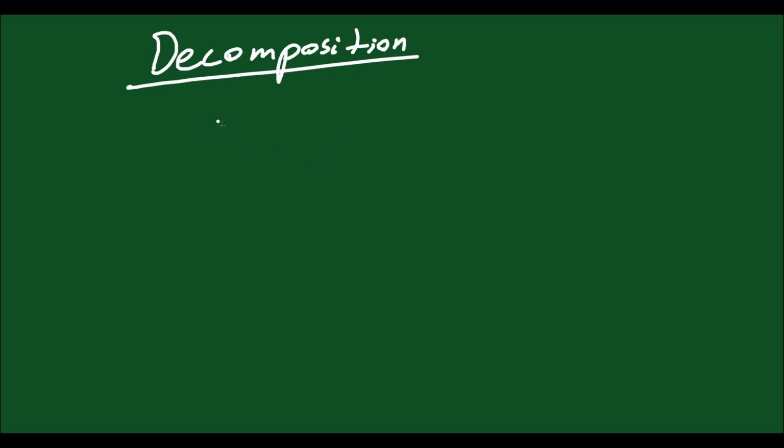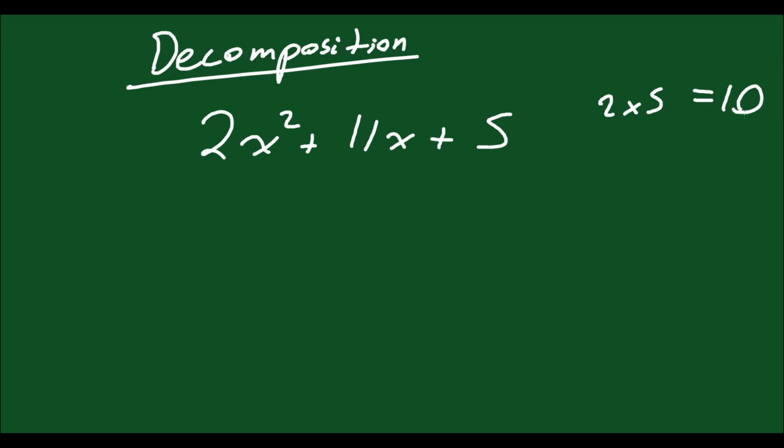Let's look at factoring trinomials using decomposition. You use this when we have a trinomial that is not simple, something like 2x squared plus 11x plus 5. The number in front of the x squared is not a 1, so we can't use that old method. You can't just say what multiplies to 5 adds to 11. It's more complicated. What you do first is 2 times 5. You do the first number times the last number. So 2 times 5 is equal to 10.